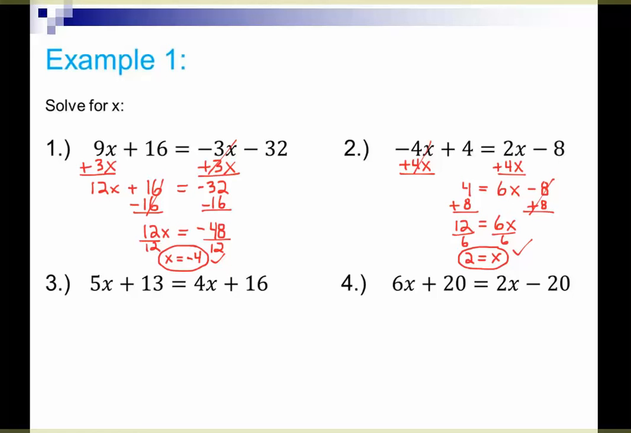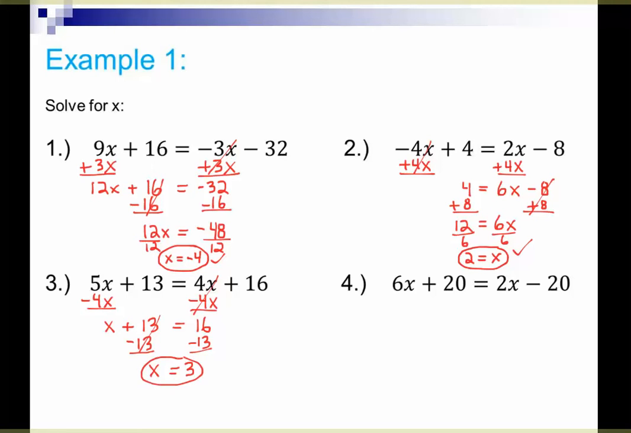All right, number 3. Let's see, subtract 5x or subtract 4x. Well, to stay positive, I think we would take away 4x. 5x minus 4x is 1x. So x plus 13 equals 16. And we're going to take away the loner there, so minus 13. This one is not as much work because we go directly to our answer here. x equals 3.